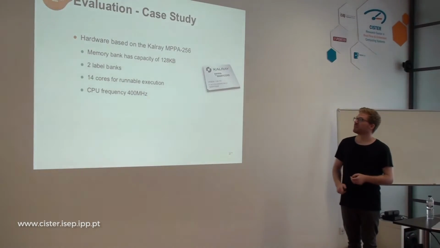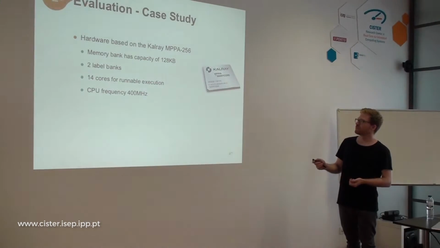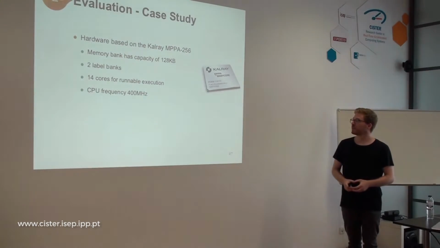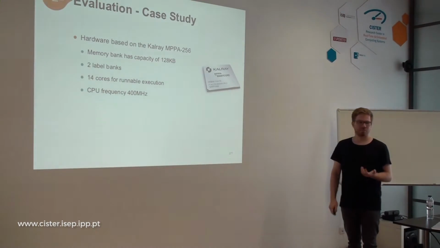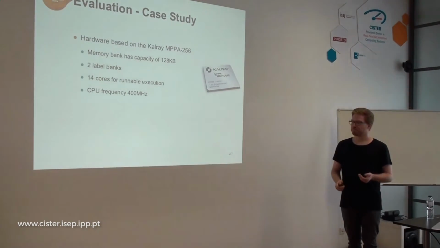So that's what we look into now. We also perform a case study. As hardware platform, we chose the Carrier MPP8 256, so all parameters we choose in the case study are based on this processor. Each memory bank here has 128 kilobytes of space. We allocated 2 banks as label banks, which left us 14 cores for execution. And everything is clocked with a CPU frequency of 400 megahertz.